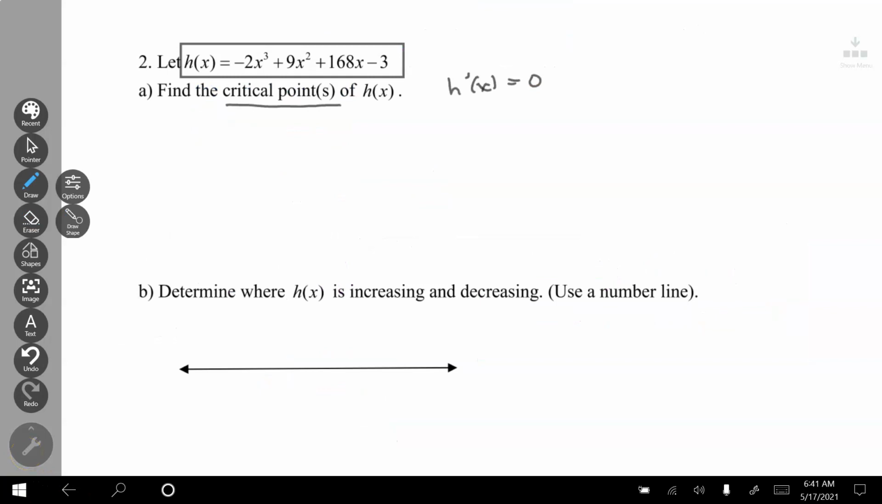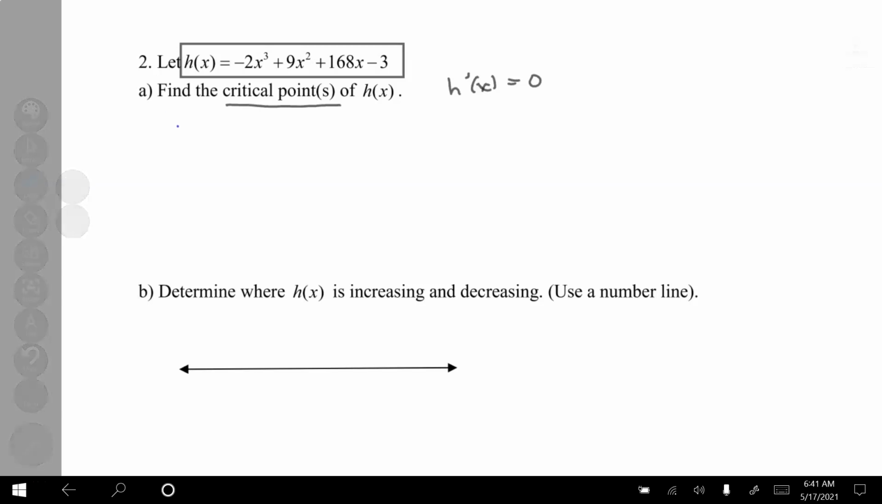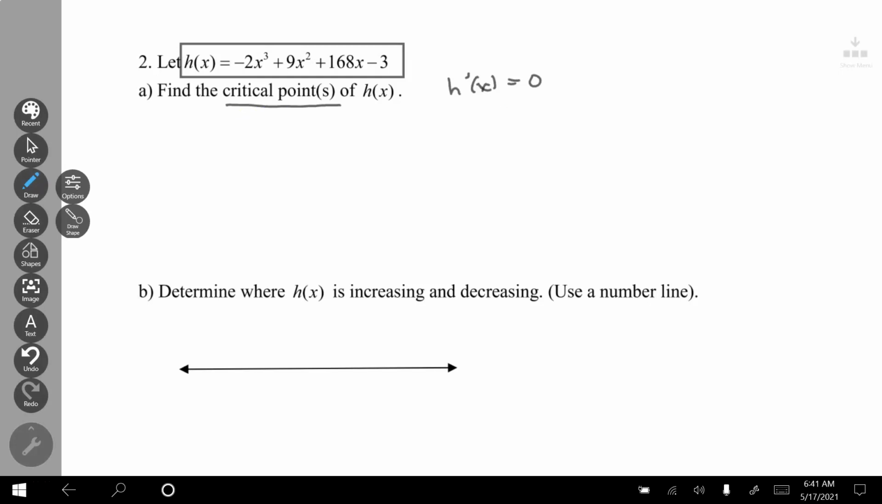We have h of x equals negative 2x cubed plus 9x squared plus 168x minus 3. To find its critical points, I have to take its derivative and set it equal to 0. So h prime of x is equal to negative 6x squared plus 18x plus 168. I'm going to set it equal to 0.